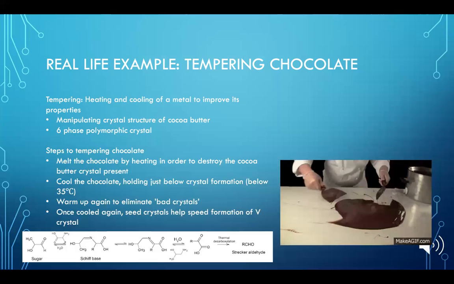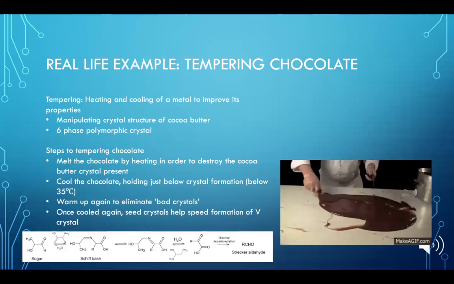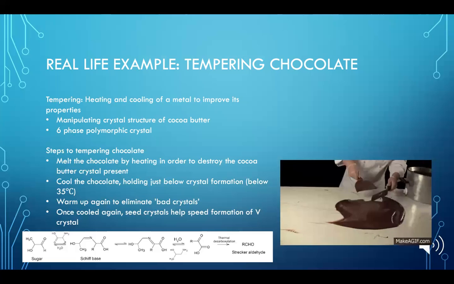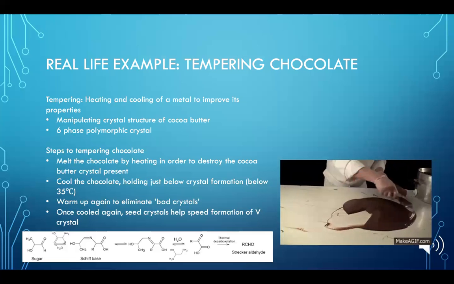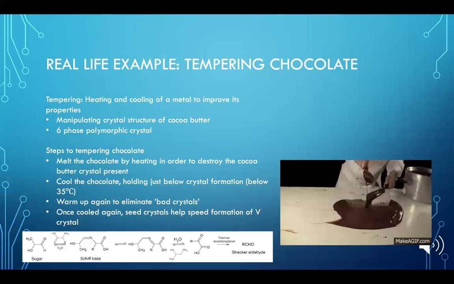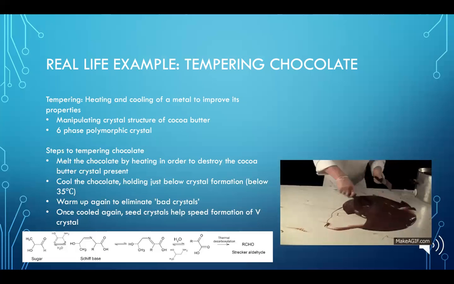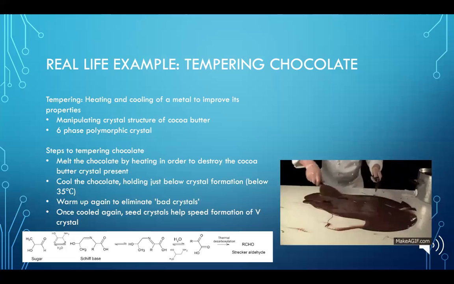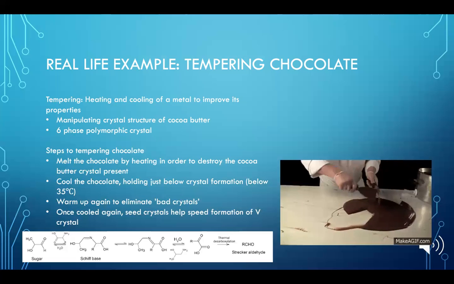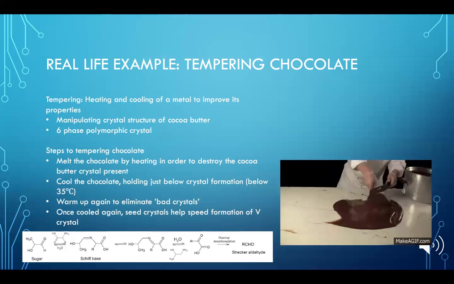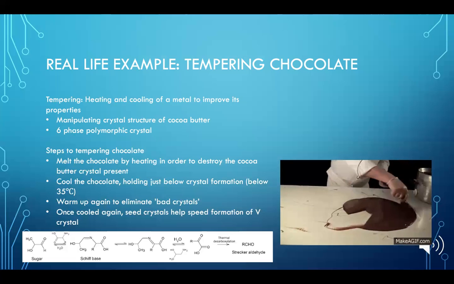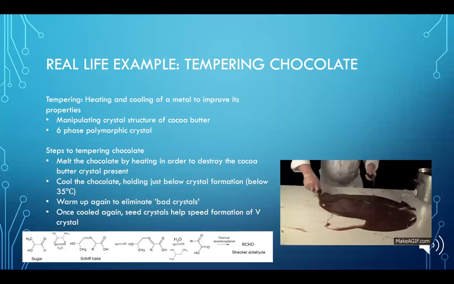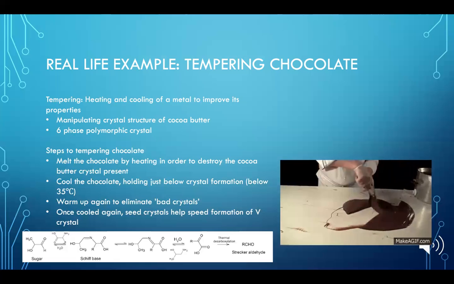The steps involve melting the chocolate by heating in order to destroy all crystal forms, cooling the chocolate precisely, holding the temperature just below where the crystals form, typically below 35 degrees Celsius, then warming it up in order to eliminate any bad crystals formed, remelting so that only the desired crystals form again. As the chocolate cools, the type 4 crystals help speed up kinetics to form the type 5 structure. The thickened chocolate indicates an adequate number of crystals formed, and if the temperature goes below, then the chocolate will solidify and become useless for working.